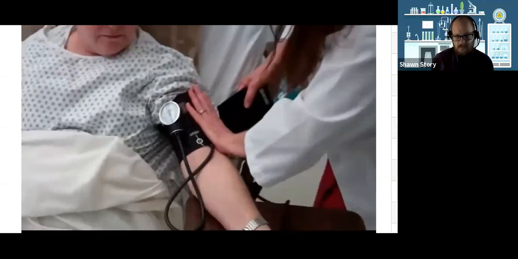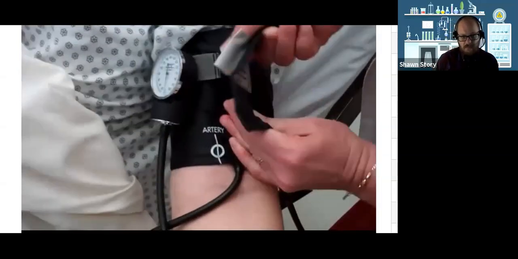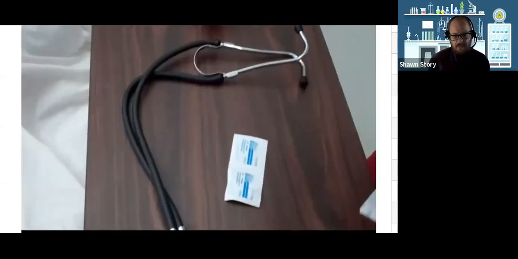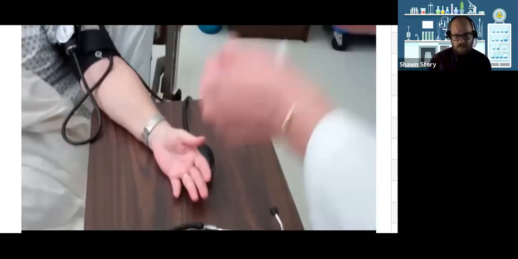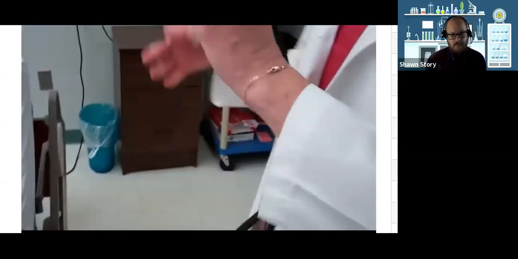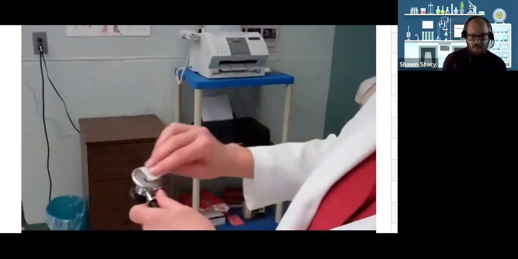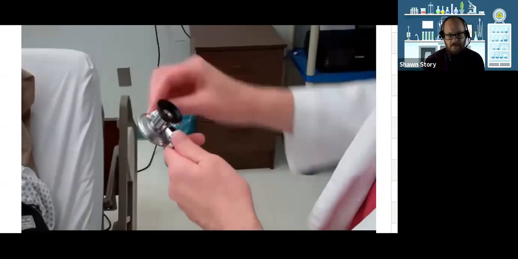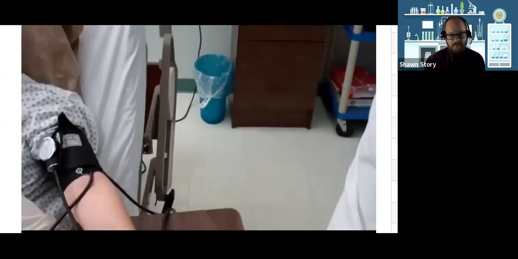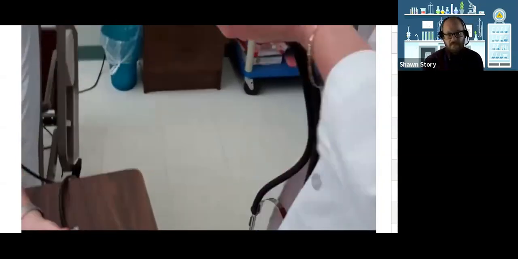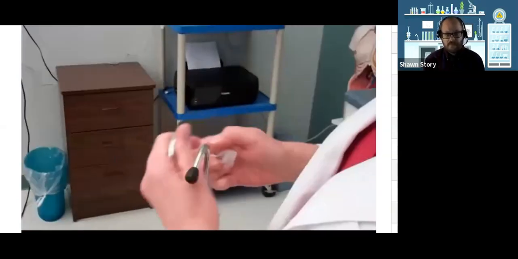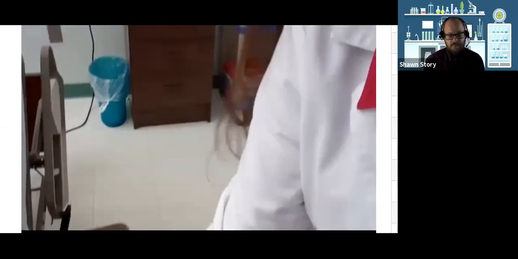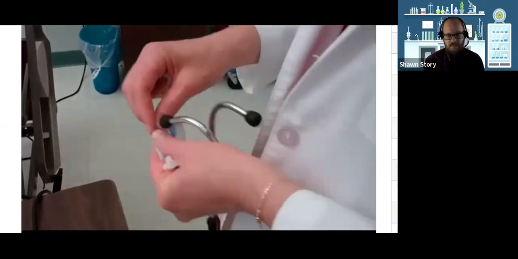And I am securing the cuff around your arm. This is snug. Okay. I will now go ahead and wipe off both the diaphragm and the valve portion of my stethoscope, as well as the earpieces. And this is for infection control reasons.